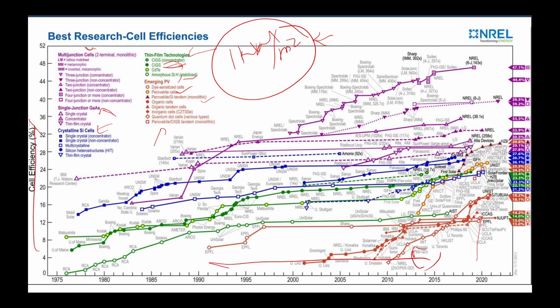Okay, now currently the most efficient solar cell is the multi-junction solar cell. This is the multi-junction solar cell, with 4 junctions or more, which has an efficiency of around 47.1%. And this is the data of 2022, and currently it is around 49%. Okay, 49%.